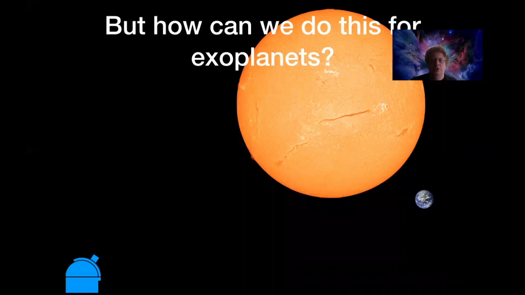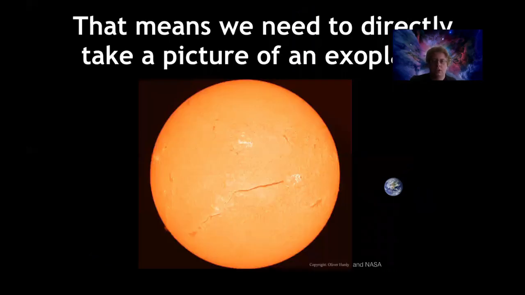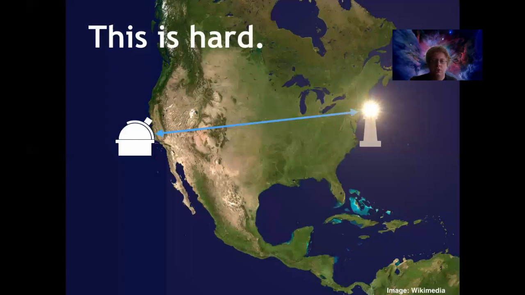So how can we do this for exoplanets? If you wanted to do that exact same process, basically what you would do is you would take your telescope, point it towards a star with an exoplanet near it, and try to get light from the exoplanet only. Now, this means we need to directly take a picture of an exoplanet. And as I told you in the last lecture, that's very hard. It's the same order of magnitude hard as trying to figure out if there's a firefly next to a lighthouse from across a continent. It's very, very difficult. So what do we do instead?